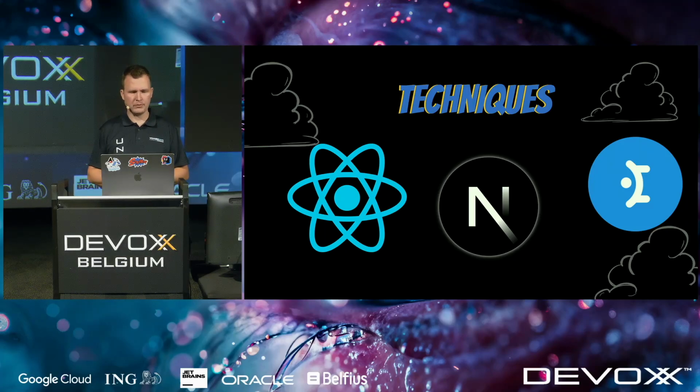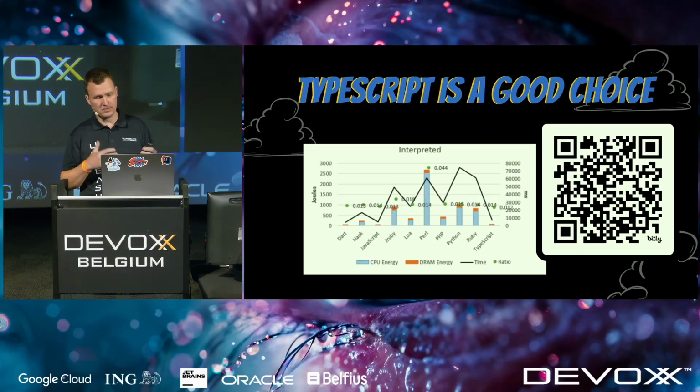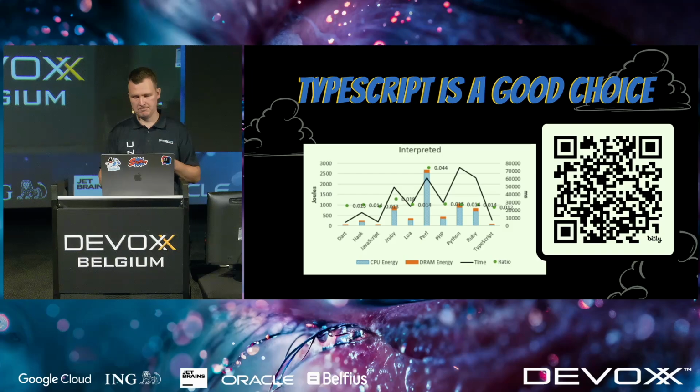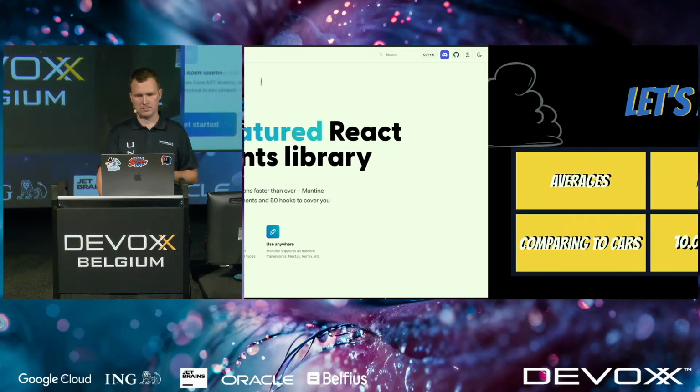We are going to create an application in React, Next.js, and Mantine for the components. We have some nice components to show you that it can also be fun. TypeScript is also a good choice. Studies showed us that TypeScript is a good sustainable language, of course, and we're going to use that also with Mantine. It's a component library we can use.